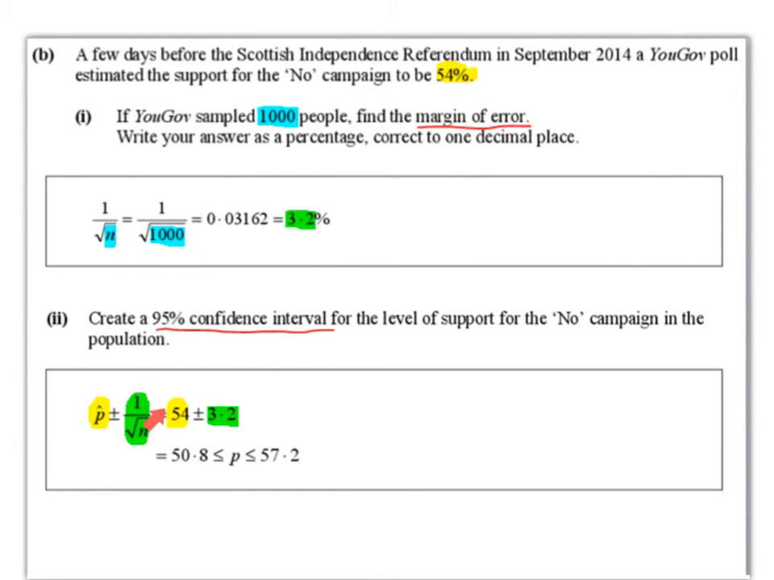So it's going to be 54 plus or minus 3.2, which is going to be 50.8 if you're subtracting. So 54 minus 3.2 is 50.8. And if you're adding, it's going to be 57.2. So 54 plus 3.2 is 57.2. So we are 95% sure that the level of support for the No campaign is between 50.8% and 57.2%. So we cannot be sure, but we are 95% sure that it is between these two percentages.